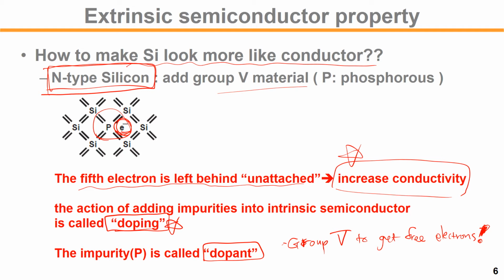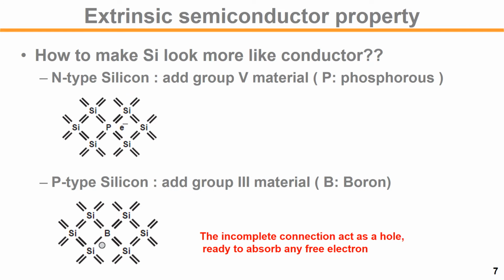Now, if you want to generate more holes, then you will add material from group 3 instead of group 5. The outermost shell has 3 electrons. So one void connection creates the hole. That is called p-type silicon. So far we just looked at n-type silicon. As shown here, we add group 3 material like boron that will create one void connection, a missing connection there, so that will actually create the hole.